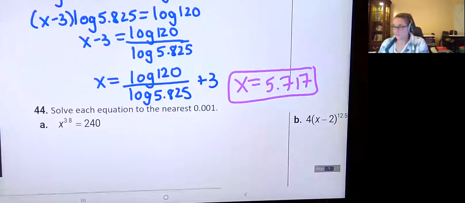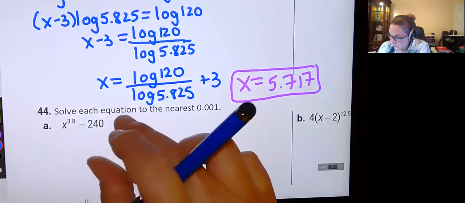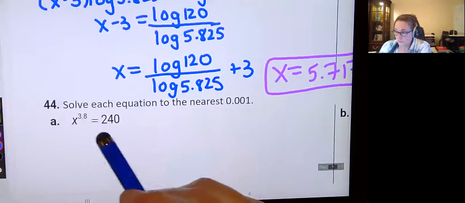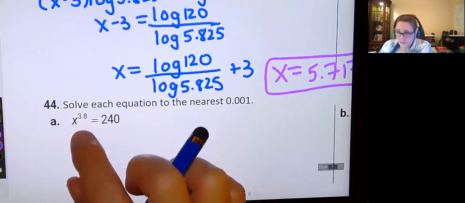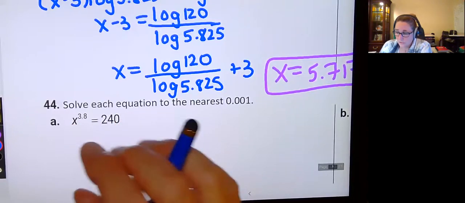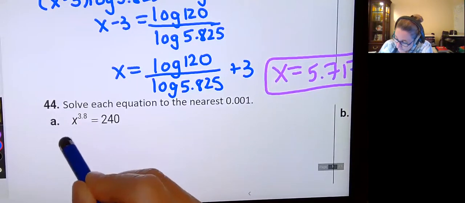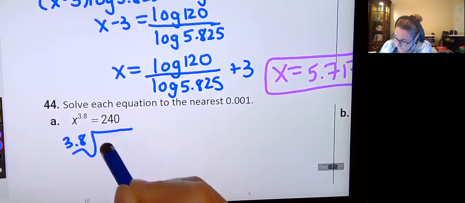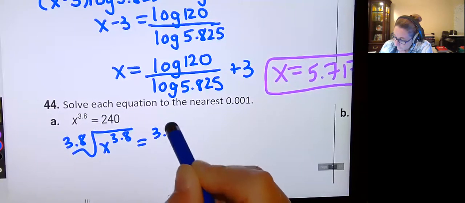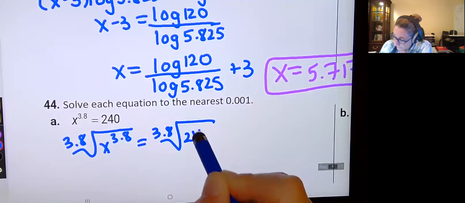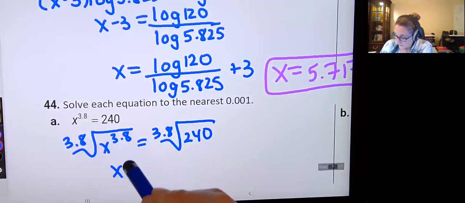Now, in these ones, x is not in the exponent, so I'm not going to be using logarithms. I am going to root each side. You can take a decimal root of something. You don't have to just take a third or a fourth or a fifth root. You can take a 3.8 root. So I am going to take the 3.8 root of x to the 3.8, and I'm going to take the 3.8 root of 240. Over here, this undoes and I get x equal.